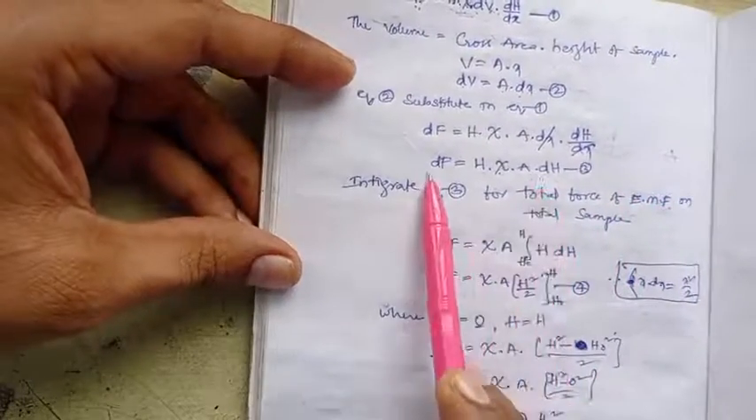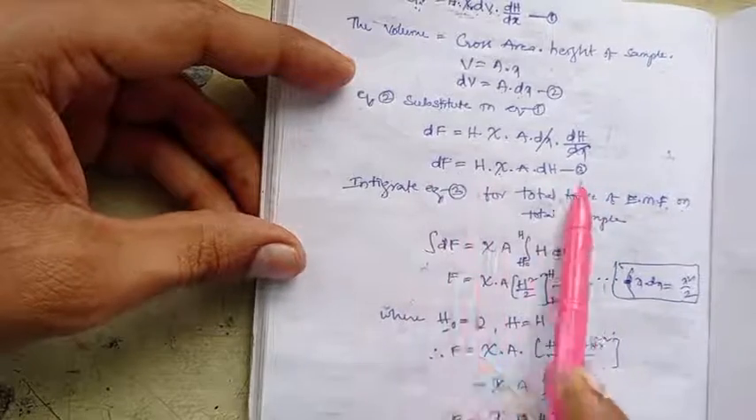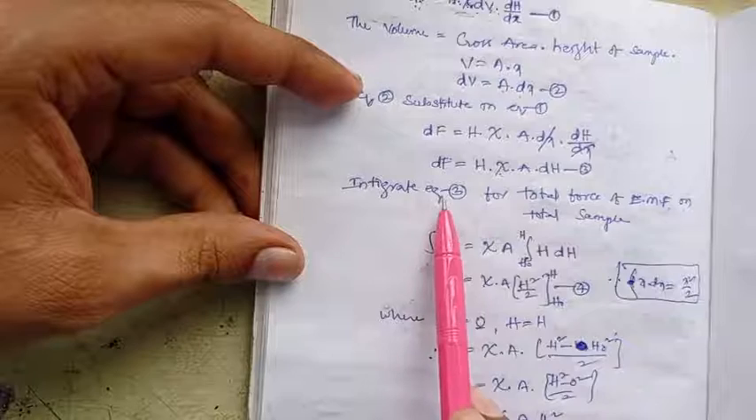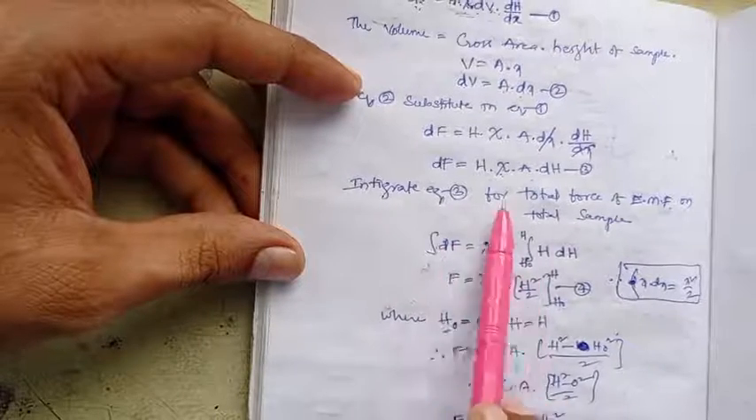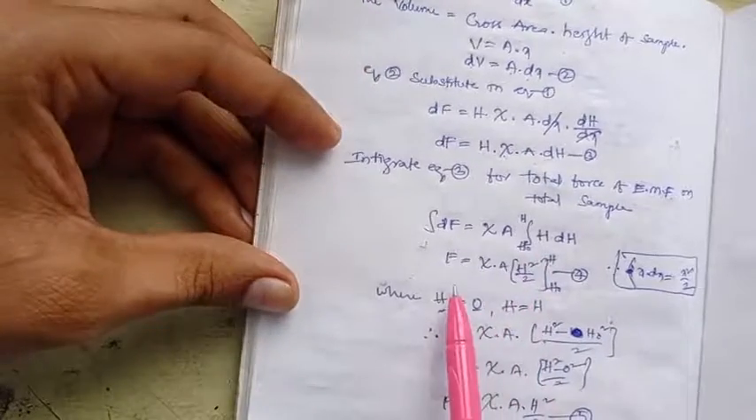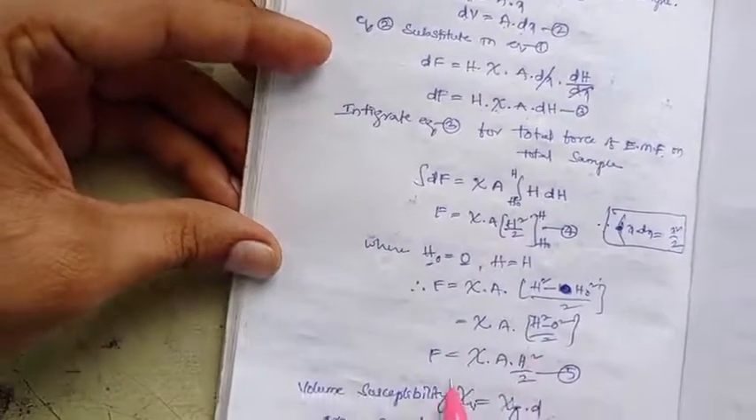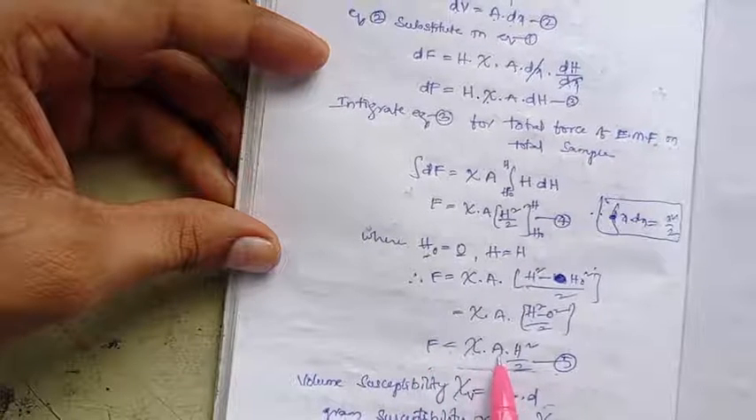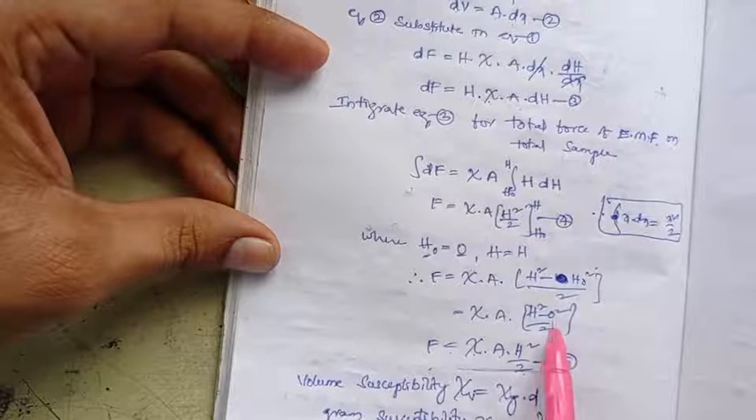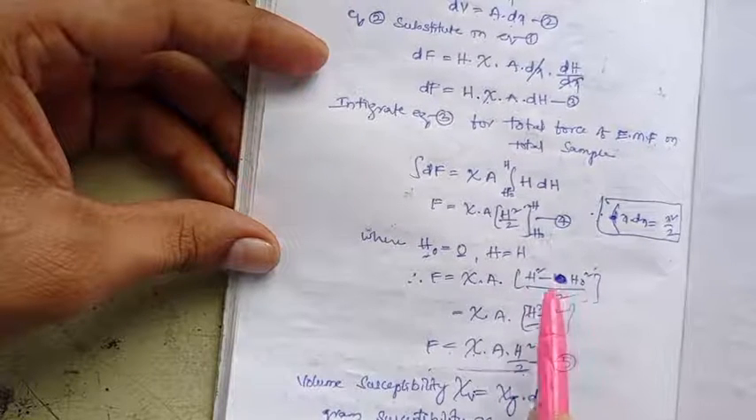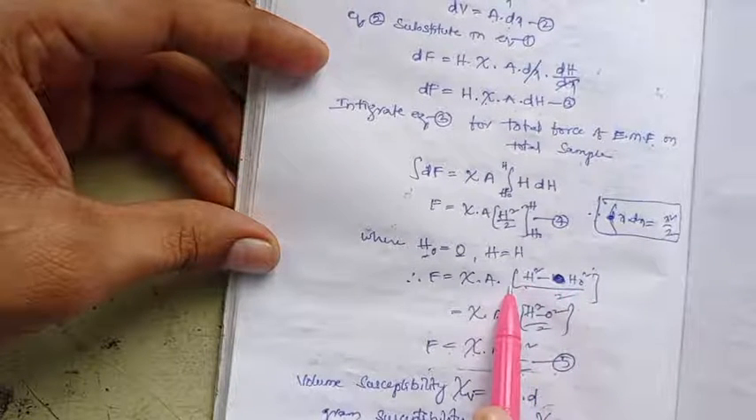Here is the small amount of force applied onto a small volume of the sample. Let us calculate the total force. Then we have to integrate both sides of equation 3. In the integration we get equation number 5, where F is equal to chi into A into H square by 2, with the limits of the external magnetic field. Initially we apply no magnetic field, and we record the sample weight without the magnetic field.